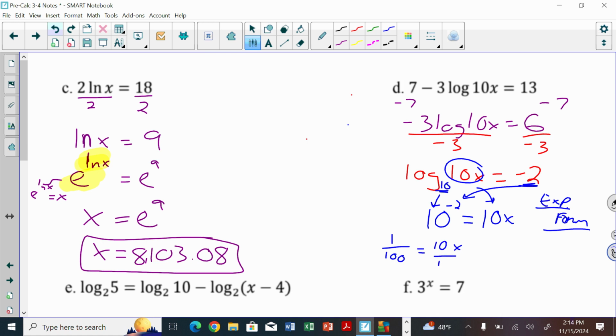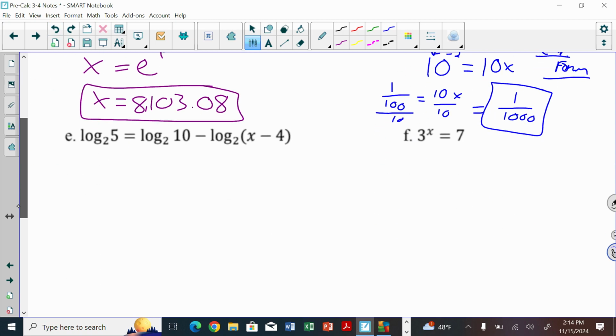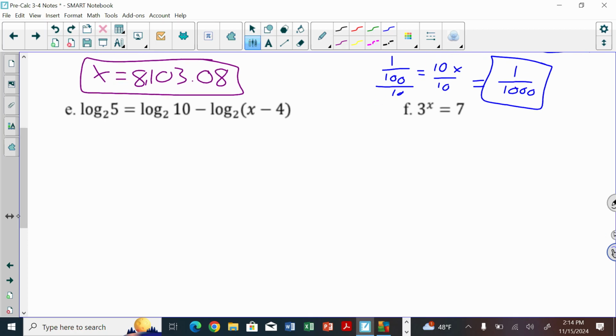And then I'm going to divide by 10 on each side. By doing so, I'm going to get a decimal, or 1 over 1,000. All right, let's continue. 3 more. We can roll through these pretty quick. You can always rewind and come back.